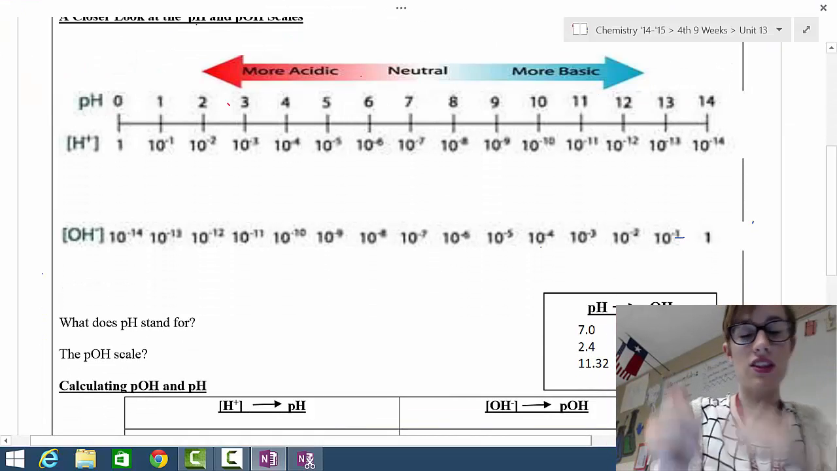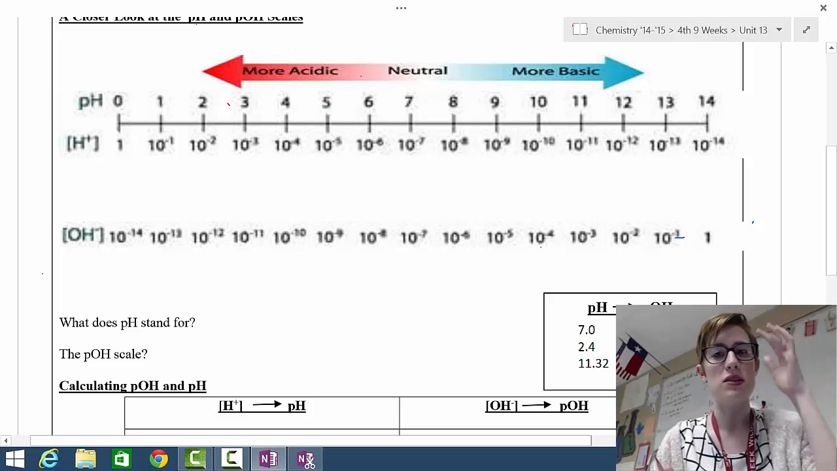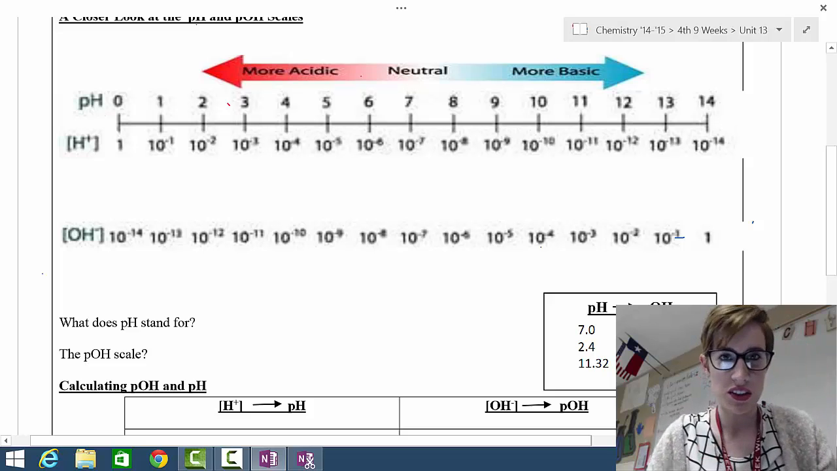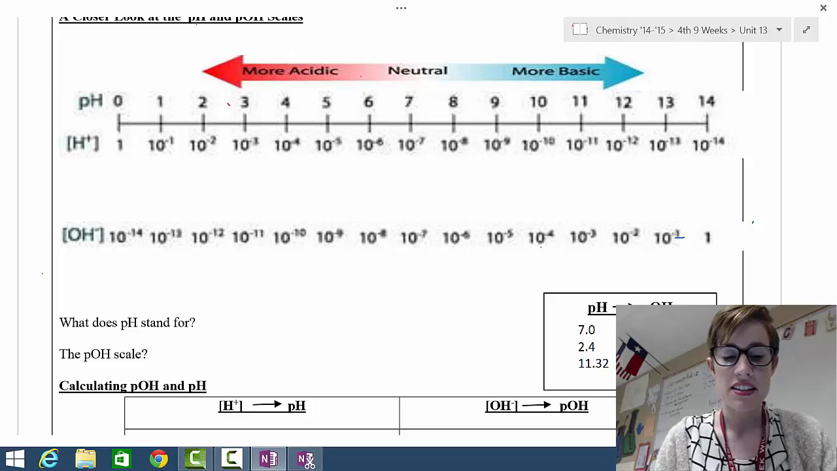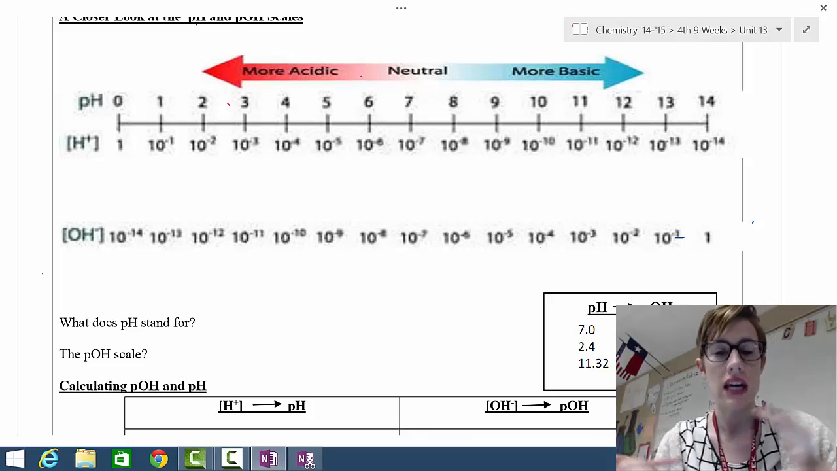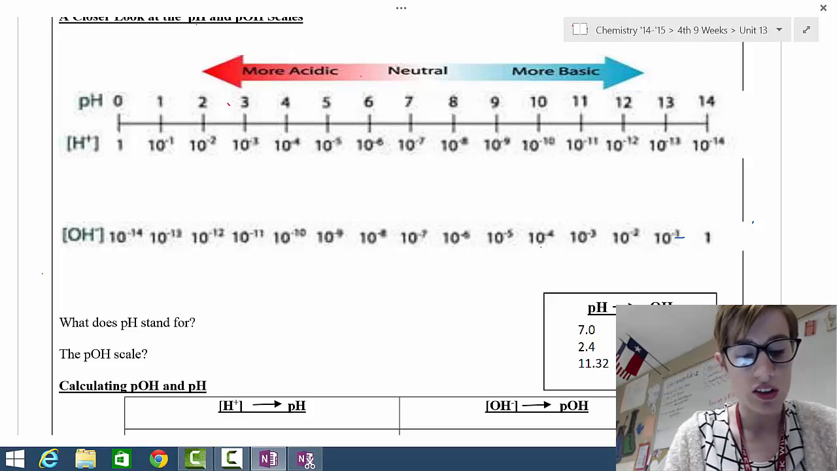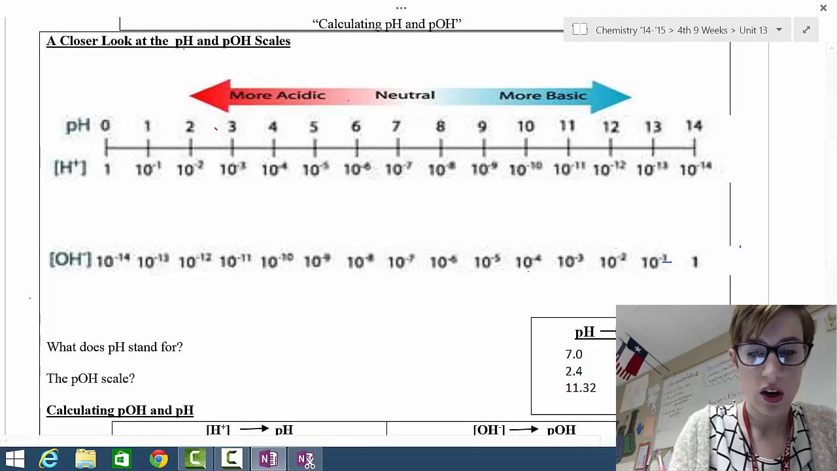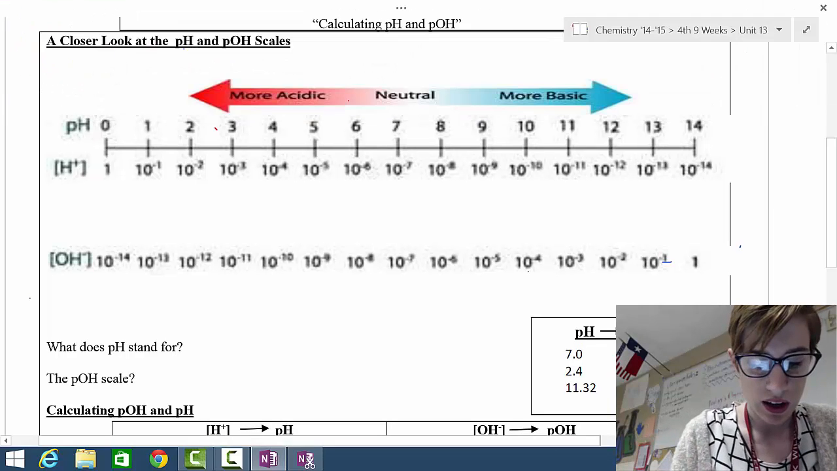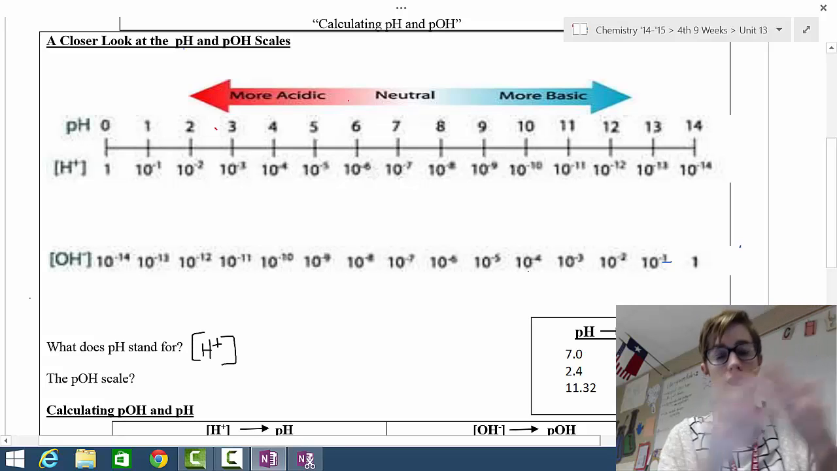We're going to talk about, in 13.4, we're going to talk about pH and pOH calculations. And so let's start talking about just the pH scale. In one of my earlier videos, I mentioned that the pH scale, what it stands for, what it tells us is the concentration or the molarity of hydrogen ions in solution. So it measures the amount of H plus ions that are inside of a solution.